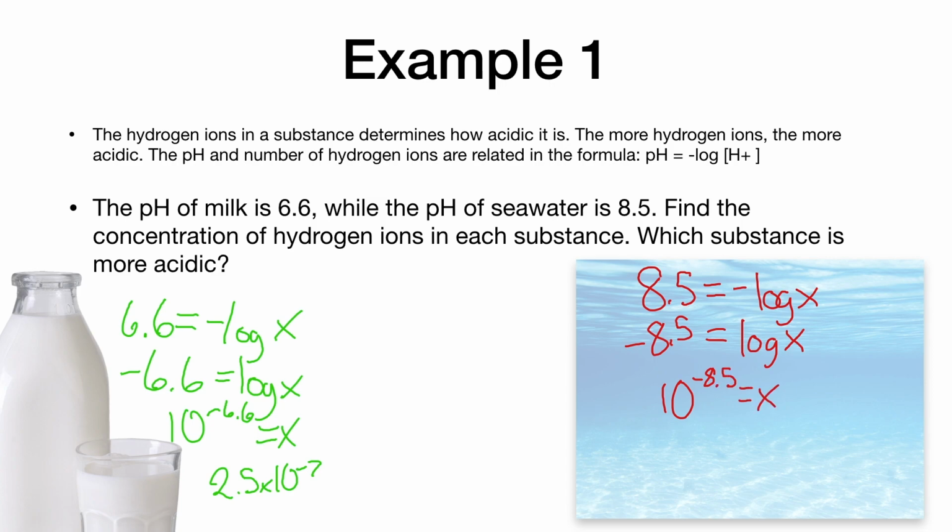And I already can tell that this is going to be a smaller number because it's 1 over 10 to the 8.5. But just to make sure, I'm going to plug it in, 10 to the negative 8.5. And sure enough, at first it looks like it's larger because it's 3.2.